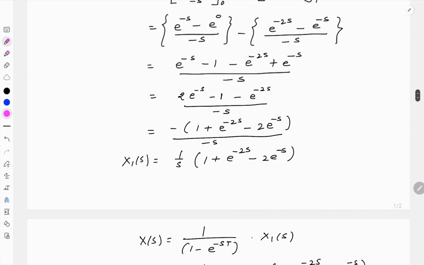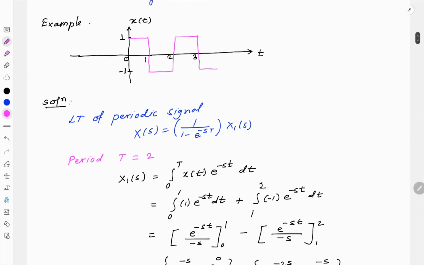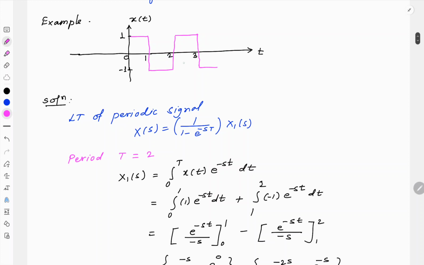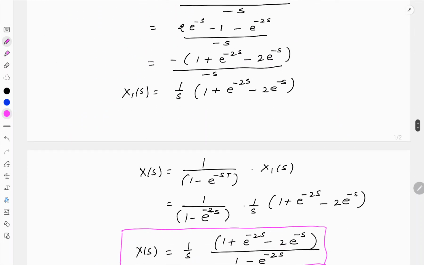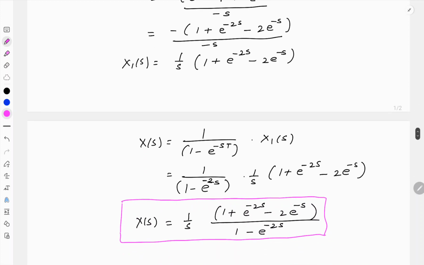So to summarize, a periodic function was given and we were supposed to find out its Laplace transform. So the equation is written, and in this equation we need to find out X1(s), that is the Laplace transform of the given signal over a single period. So we have integrated it over a single period and then substituted this X1(s) in the equation of X(s) and obtained the final answer.